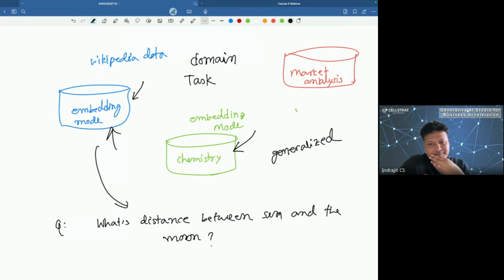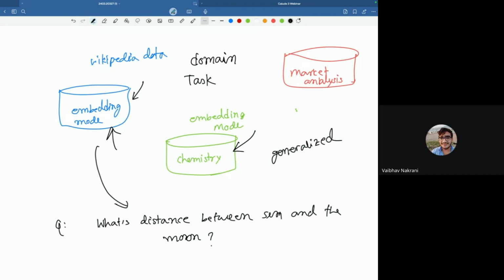Yes, Vaibhav? Can you hear me? Yeah, I can hear you. So what I understand from this is, a generalized model will take the average of the entire data set, so for the task specific embeddings, we won't get a richer representation for a downstream task, I think.